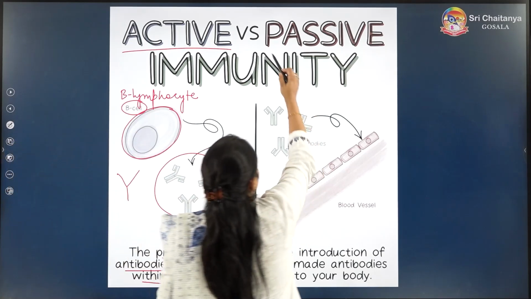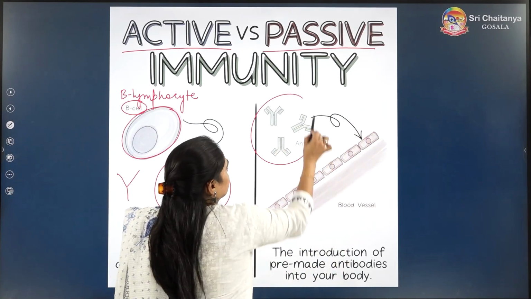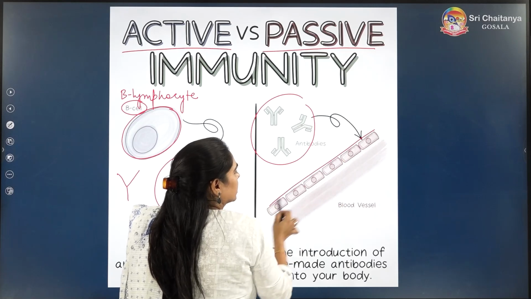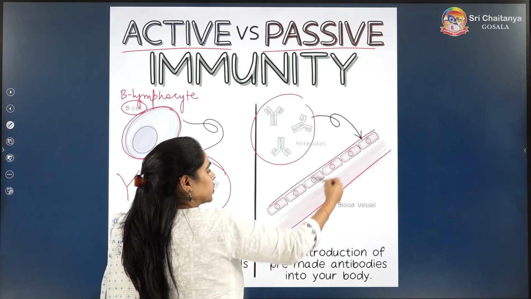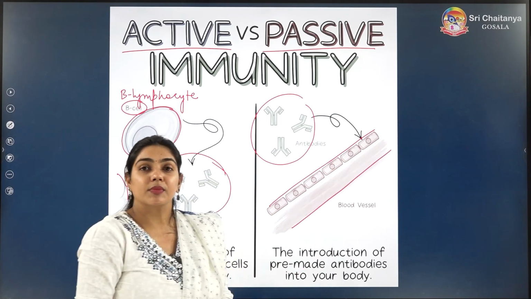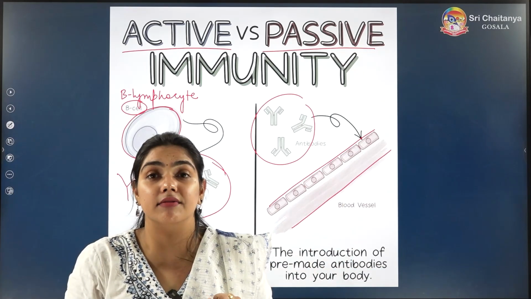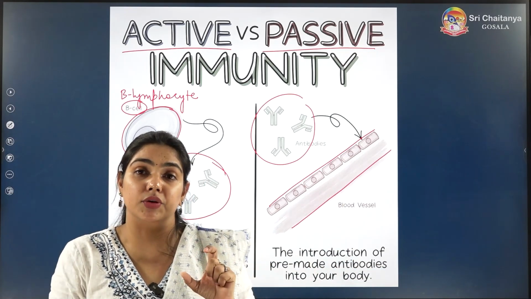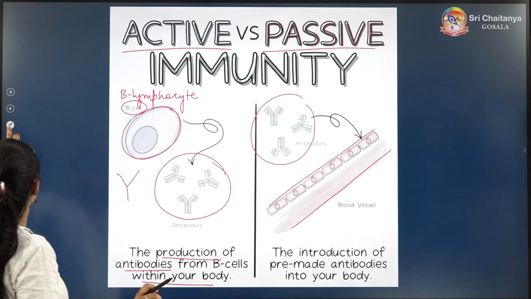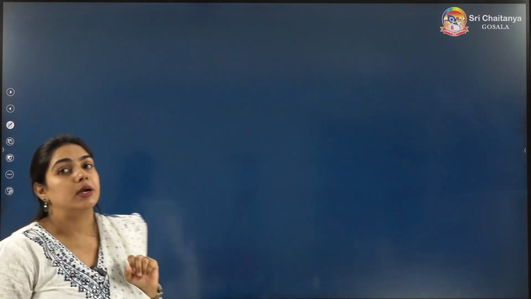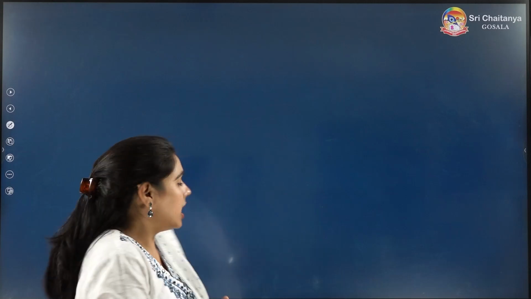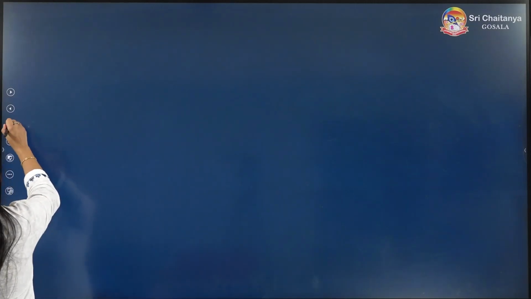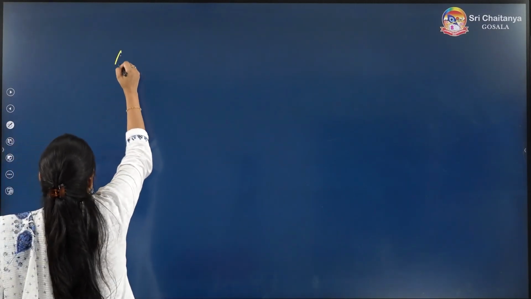But whenever ready-made antibodies are given to the patient, this is a blood vessel in which you can see blood and blood cells. So when ready-made antibodies are given, that is passive immunity. So it is very, very easy to understand active and passive immunity. Now let us make it more interesting. There are further types of active and passive immunity.